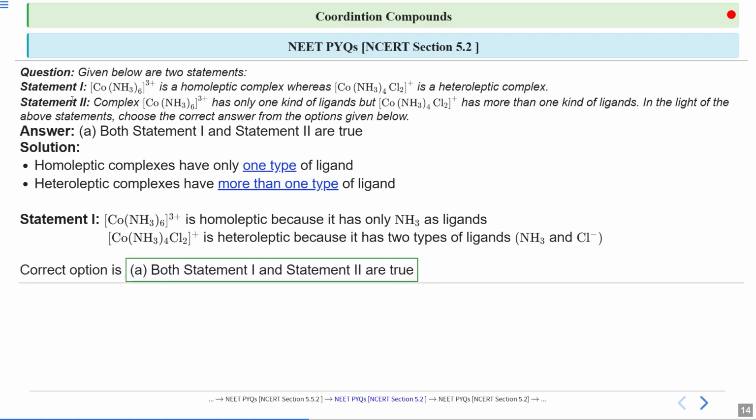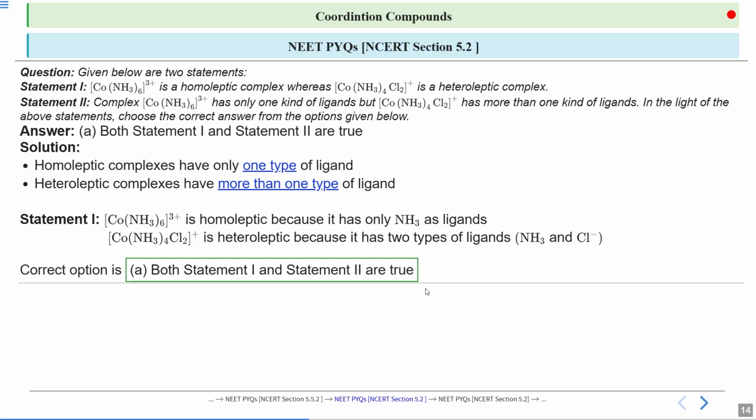That means statement 1 is true, because it says the first complex is homoleptic, as it contains only one type of ligand. The second complex, [Co(NH3)4Cl2], is heteroleptic, and this is also correct because it contains two types of ligands. Statement 2 is also correct, because it says the first complex has only one kind of ligand and the second has more than one kind. So our correct option is option A, that both statement 1 and statement 2 are true.